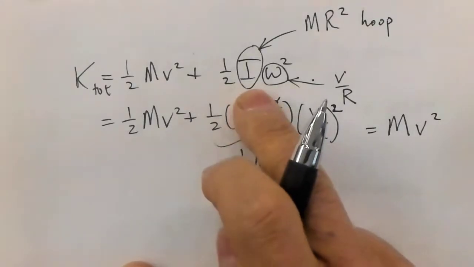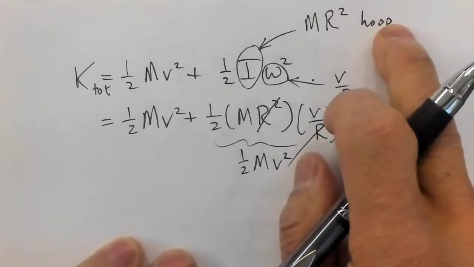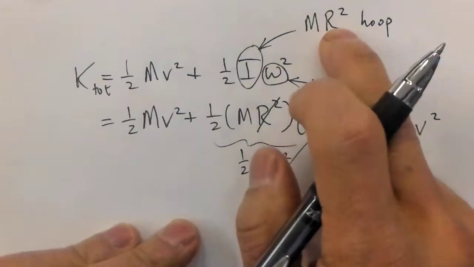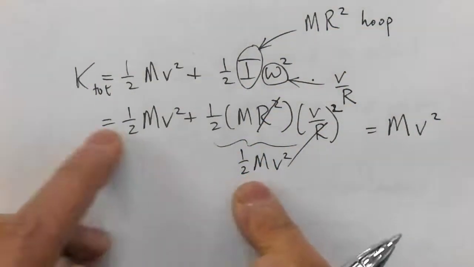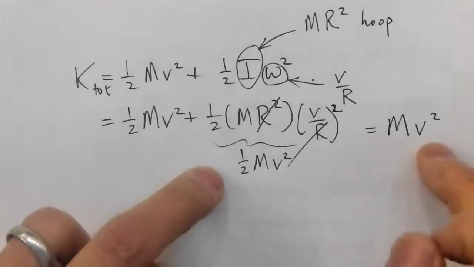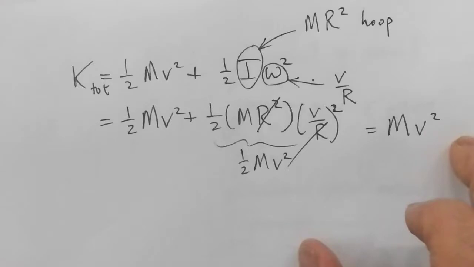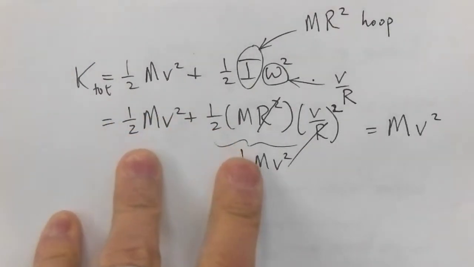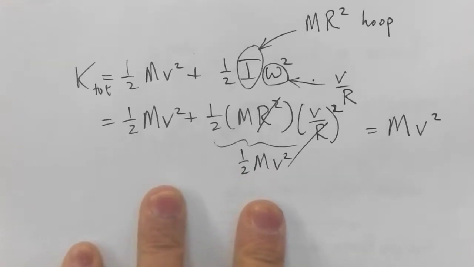So that's for a hoop. If this was a cylinder or a disk, then this would have been 1/2 mr squared, and there would have been another factor of 1/2 here, and it would have ended up being 3/4 mv squared. Okay? Is everybody good on this? Yeah, I expect you to know how to do this. This is sort of a key thing about rolling. What is the kinetic energy of rolling with a given speed, given a moment of inertia?